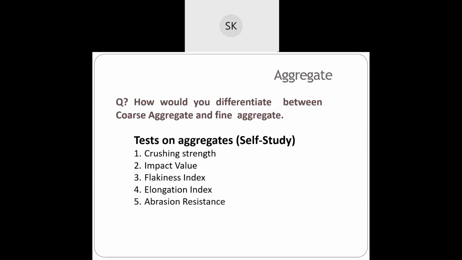Now about the aggregate, just tell me, how would you differentiate between coarse aggregate and fine aggregate? Those who will speak, I'll give the class. You have some marks for class interaction also. I hope you all know, in the sessional breakup, you have some marks for class interaction. Now tell me, what is the difference? How can you differentiate coarse aggregate and fine aggregate?